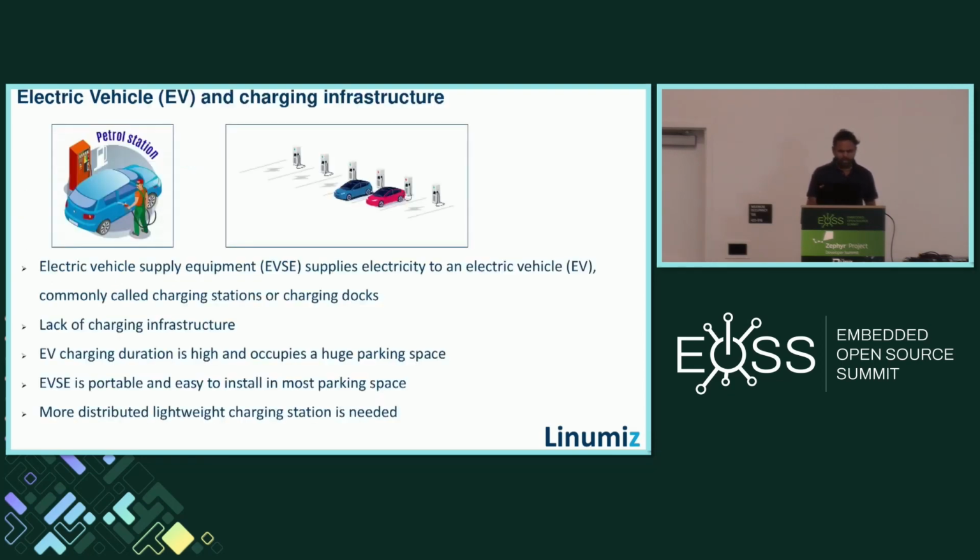Okay, so the electrical vehicle is an emerging market because of its environmental friendliness, but there is a limitation because of a lack of charging infrastructure. Electrical vehicle supply equipment, simply called a charging station, is used to supply electricity, or energy, to the electrical vehicle, which utilizes it for battery charging.